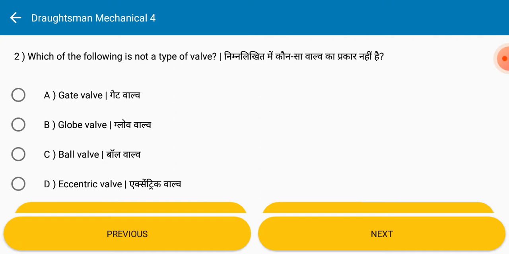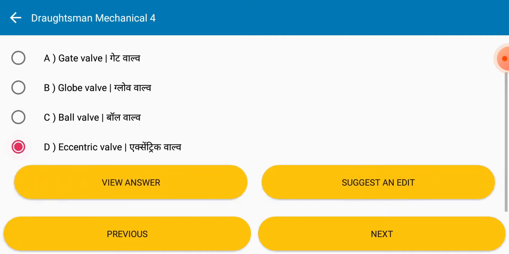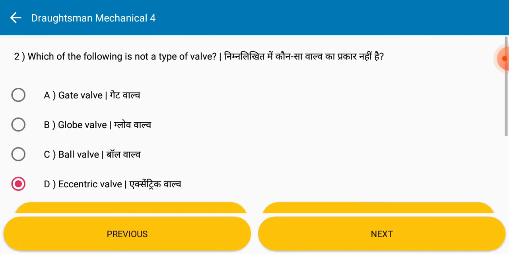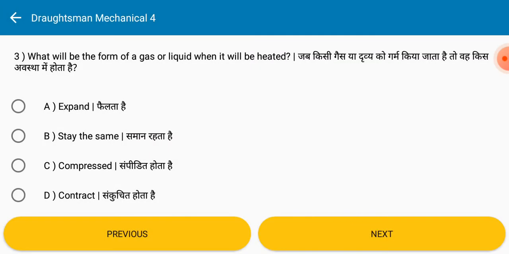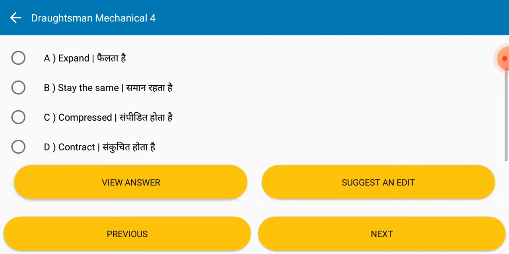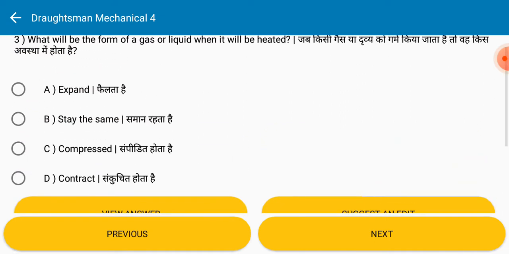Next question. Which of the following is not a type of valve? Option number D is the right answer. Eccentric valve. Next question. What will be the form of a gas or liquid when it will be heated? The right answer is option number A. Extend.